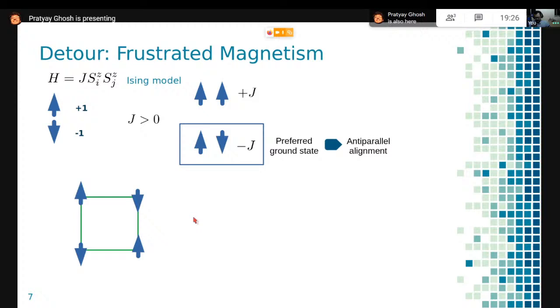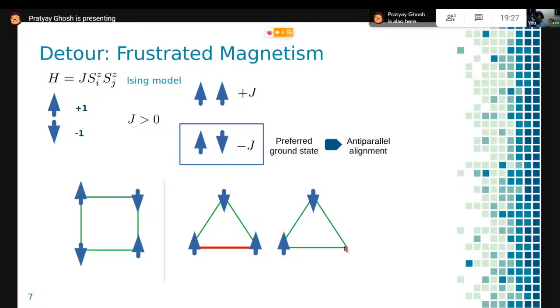If you have a triangle now, I put an up spin here, I put a down spin here, and then as it was a down spin, I tried to put an up spin here. Once I put it, I see that, oh, this one doesn't work. These two are not anti-parallel. Okay, maybe I made a bit of a mistake, so let's try it again. I put an up spin here, I put a down spin here, and as this one is an up spin, I fix this one first, I put a down spin here. But now this one doesn't work. Again, these two.